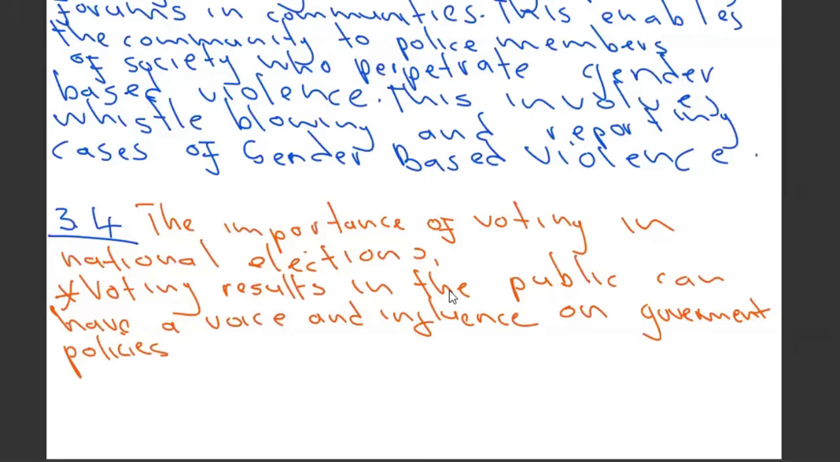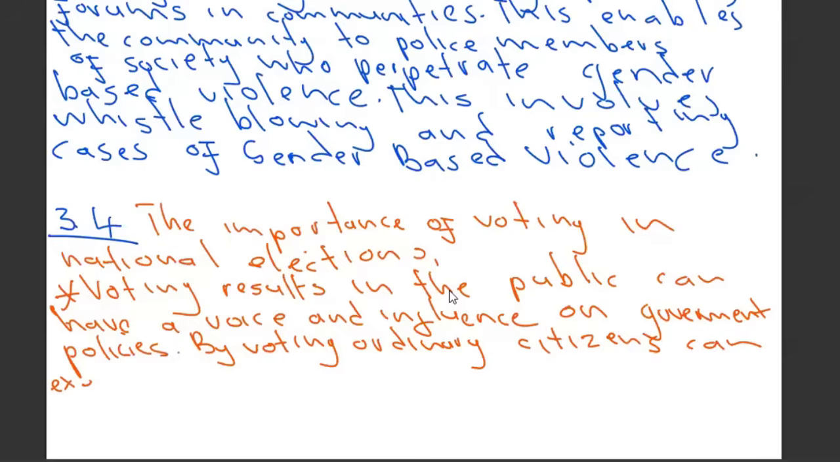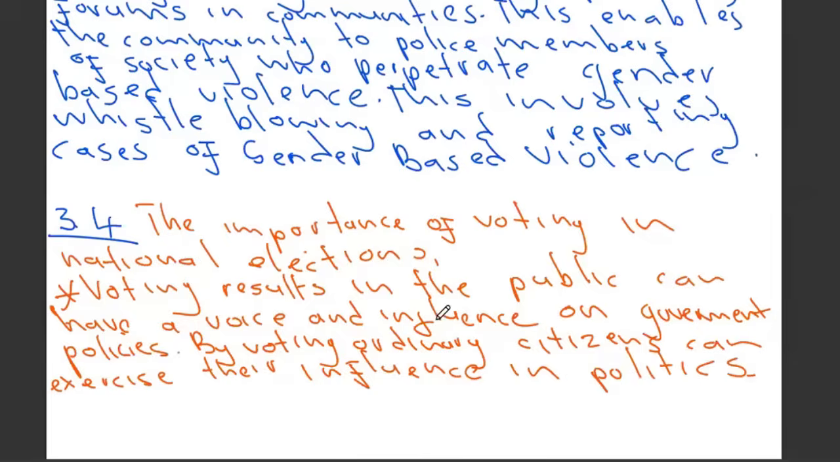Then by voting, citizens can influence the political landscape. By voting, ordinary citizens can exercise their power and their influence. So by voting, you're exercising your influence in politics. The moment you vote, it means you're exercising your power in politics. So that is the first reason.